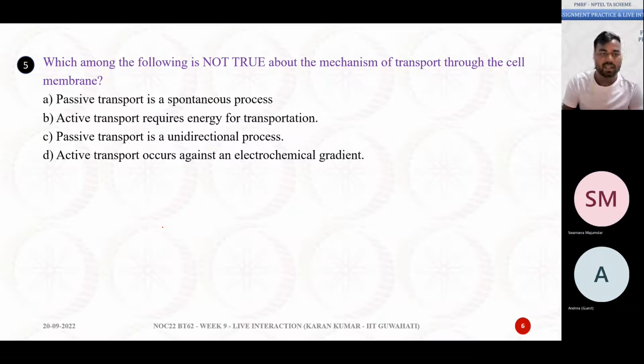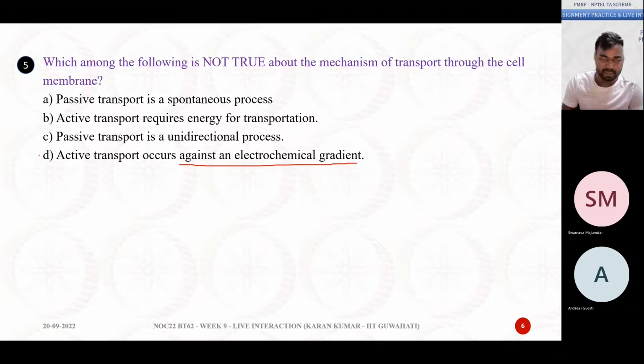Very good. And what about the other statements? Passive transport is a spontaneous process. Yes, sir. And active transport requires energy for transportation. Good. Then active transport occurs against the electrochemical gradient, because it is operating against the electrochemical gradient. That is why it needs energy to transport the molecule against the gradient. That is why it is called active transport, right? They use ATP or another source of energy to transport from lower to higher, right?